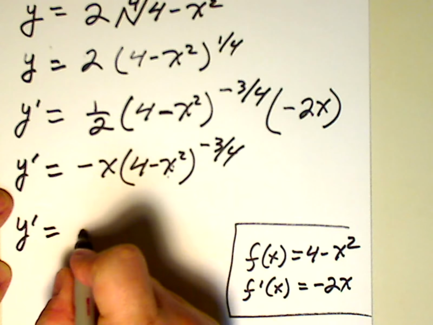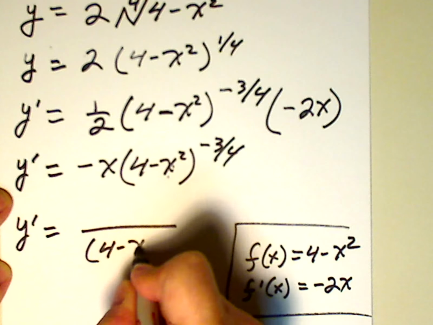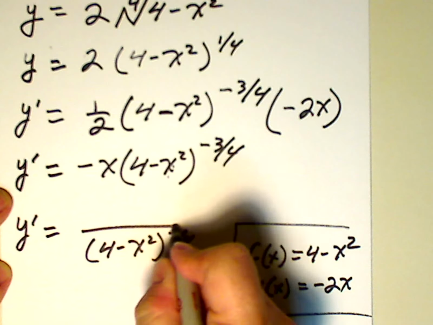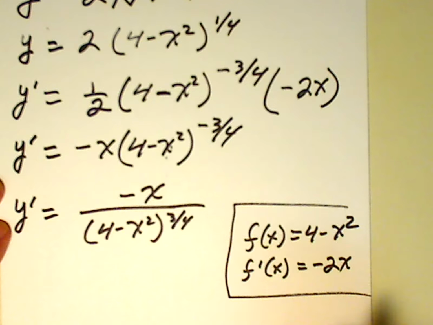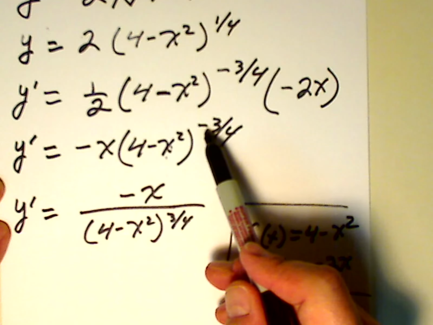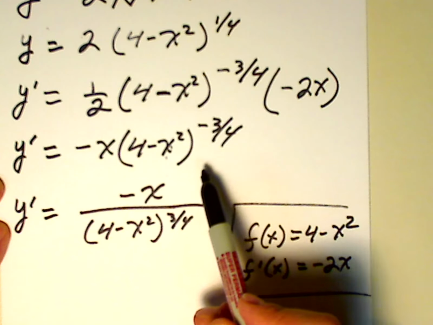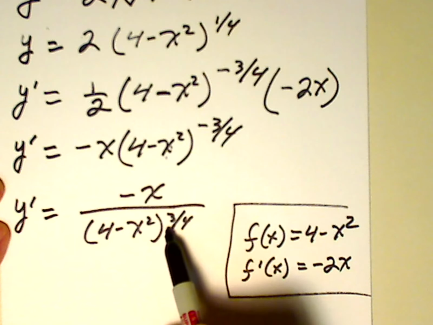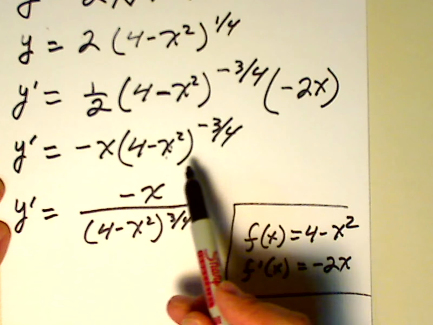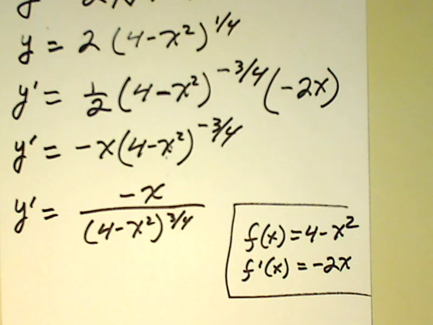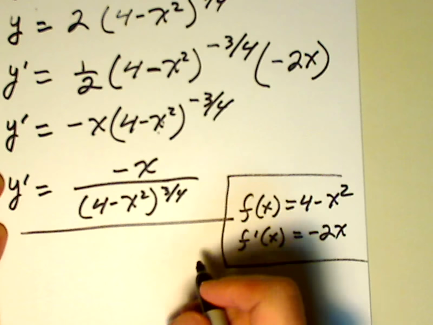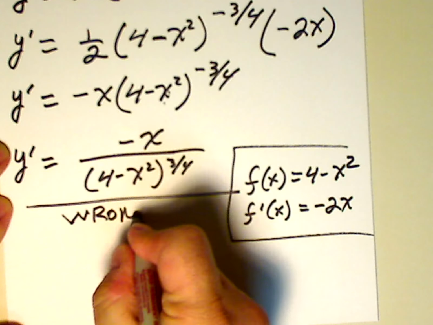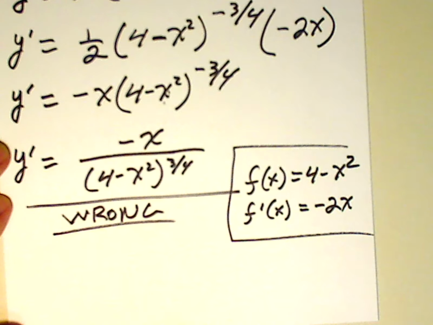So y prime is equal to negative x in the numerator over 4 minus x squared to the 3/4 power. And remember, don't make the mistake of bringing the negative sign in front of the exponent when you're already writing it in the denominator. Once we move this term into the denominator, we lose the negative exponent. So don't make that mistake, because it would clearly be wrong. In fact, if you did put the negative exponent in here, let me just go down here and say, look, this is wrong. I just want to emphasize that.